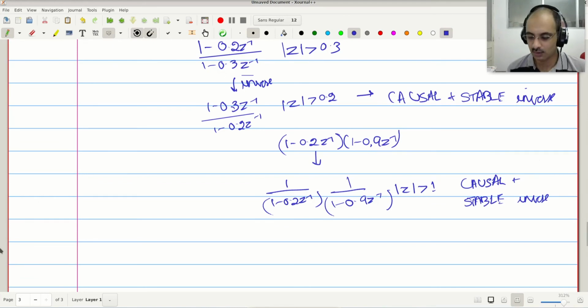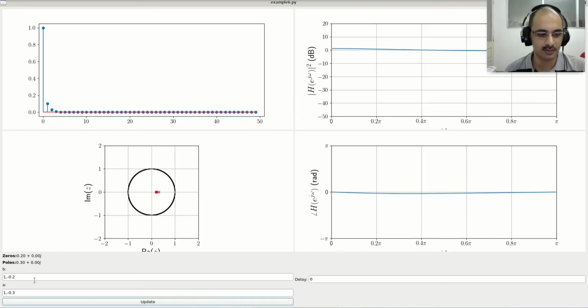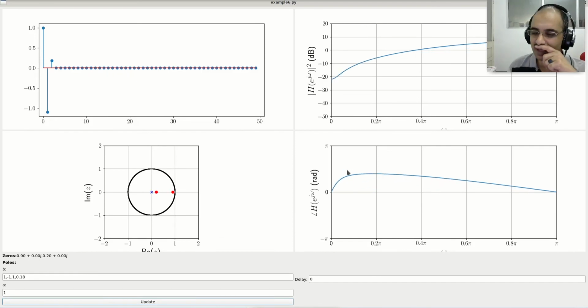Don't believe me, let's actually evaluate what this works out to. 1 minus 1.1 z inverse plus 0.18 z inverse squared. Again, notice that the phase response does not have any jumps. It does not leave this minus pi to pi range. There is a zero at 0 that we'll ignore. There's a pole at 0.2, a pole at 0.9, and this is exactly what happens.